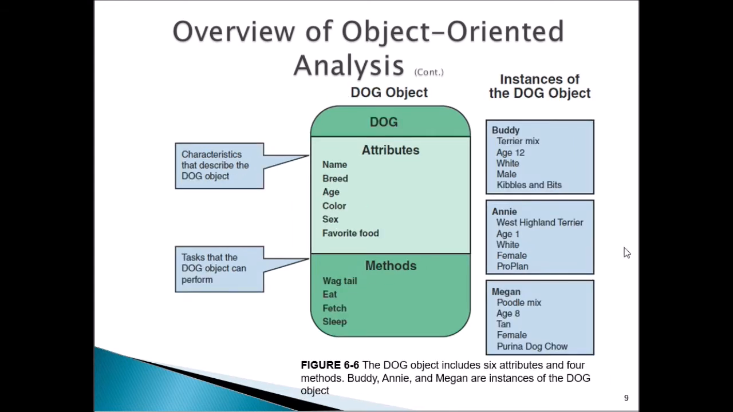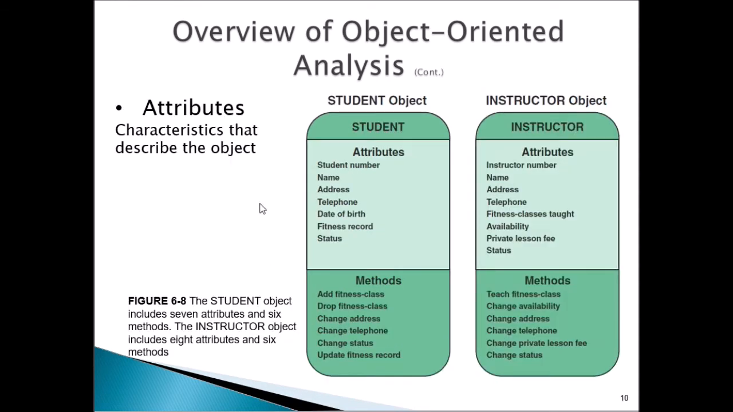Here is an example of a dog object. They can wag tail, eat, fetch, sleep. Attributes are characteristics of the object, like we've said. So here are some examples of attributes, and they can have many, many attributes. This would not be enough if this was a real student information system. However, attributes are the characteristics that describe the object.